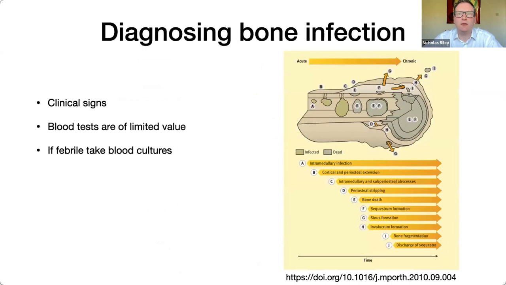So how do we diagnose it? It's really important to remember that osteomyelitis is a huge spectrum. It can be very acute, it can be very chronic and indolent. And we need to think about the differing clinical signs that these patients can present with. We need to think about the local signs, but also the systemic signs. And the acute and chronic patients have very different clinical pictures.